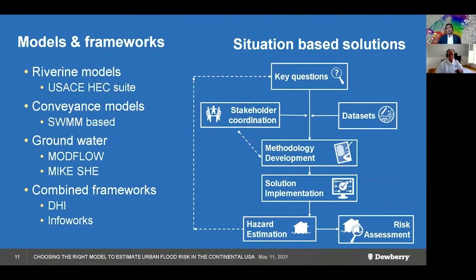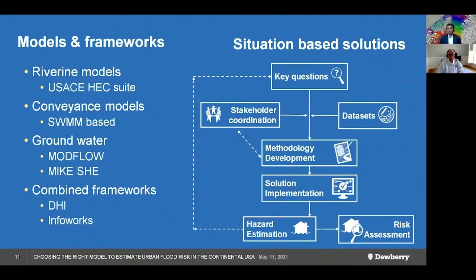So commonly available models and frameworks include the Army Corps' HEC suite of models for riverine flood hazard analysis, conveyance models, which are groundwater models, and combined modeling frameworks. Our personal experience is there's no one model solves all kind of solution. The approach that has worked for us is coming up with a set of key questions that we are trying to answer for a client in a particular project.